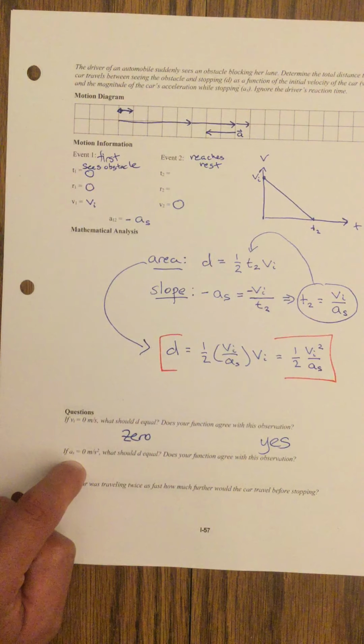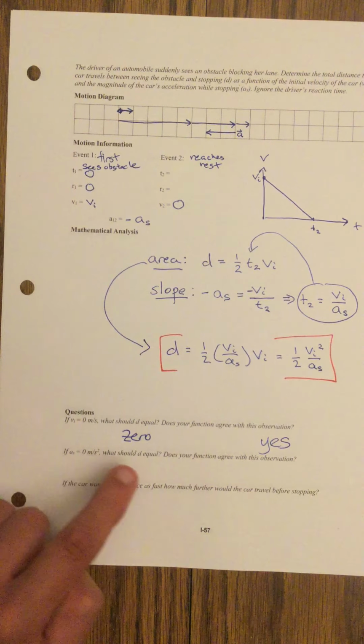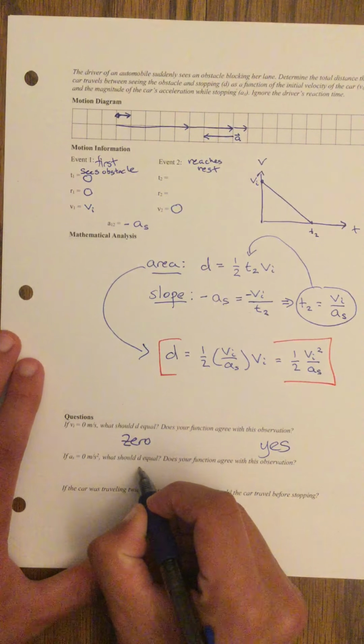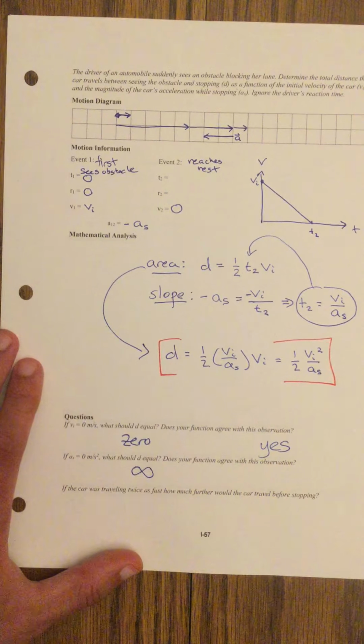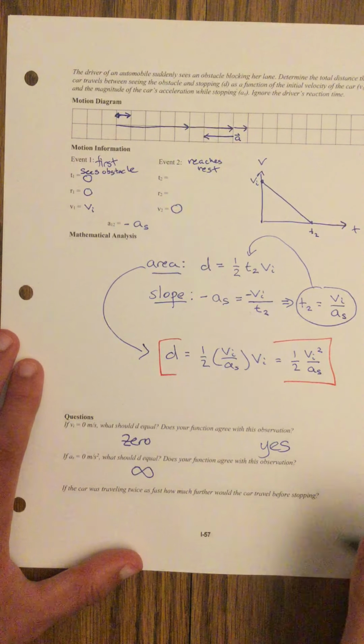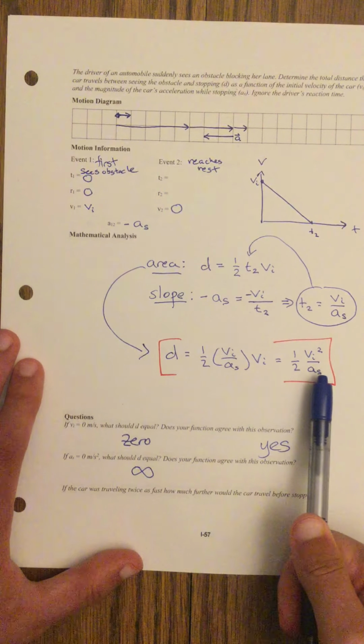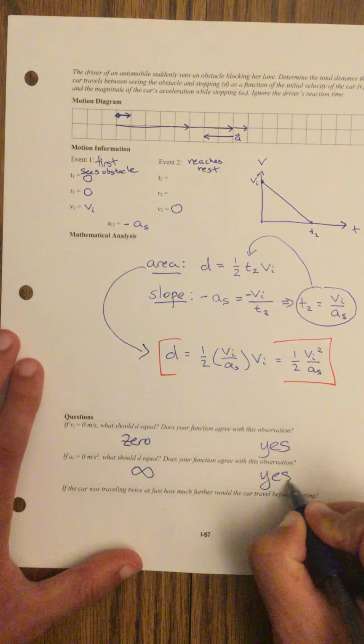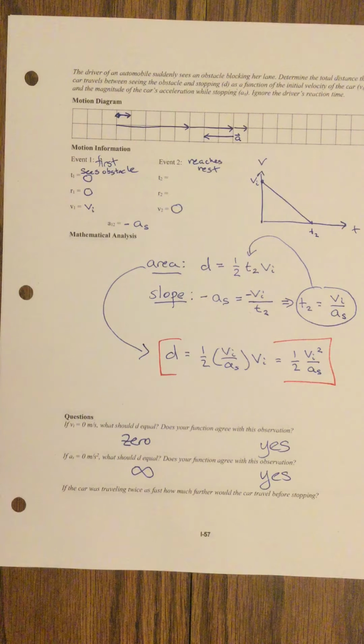If the acceleration is equal to 0, which means you don't actually slow down, you just keep going at the same speed, what should D be equal to? Well, you're never going to slow down, so you would cover an infinite distance before you reach 0. Does our function agree? If A is equal to 0, we are dividing by 0, and that goes to infinity. So yes, it agrees.